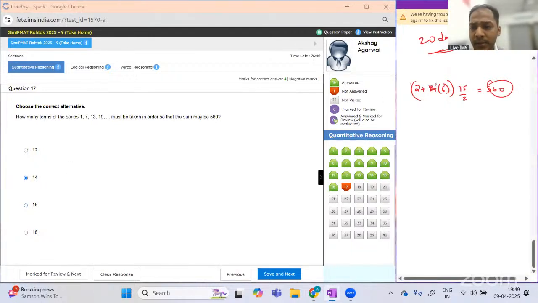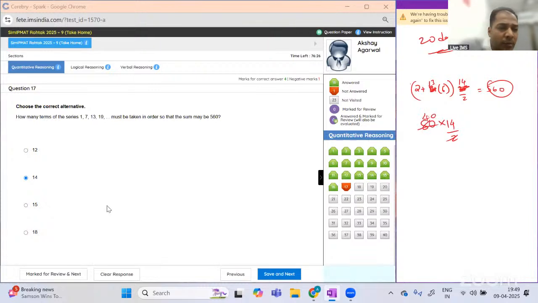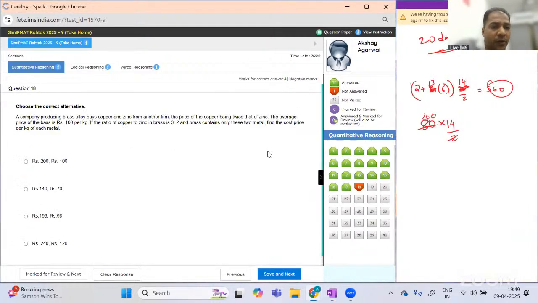So I'll make this 13, and this would become 14. Let me quickly check. 13 into 6 is 78, plus 2 is 80. 80 into 14 by 2. Yes, this is actually 560. So I'm not even using the formula, I'm directly using the options. I'm getting 14 as the answer. Moving on.